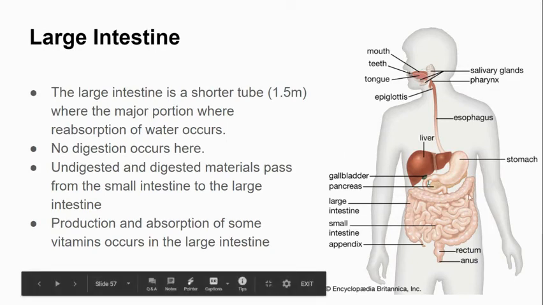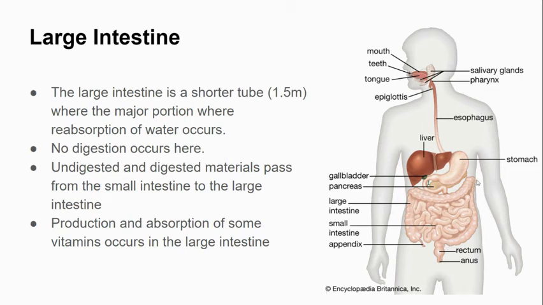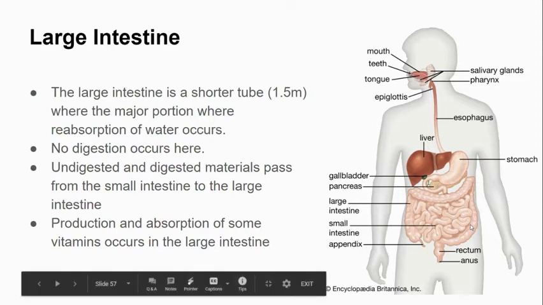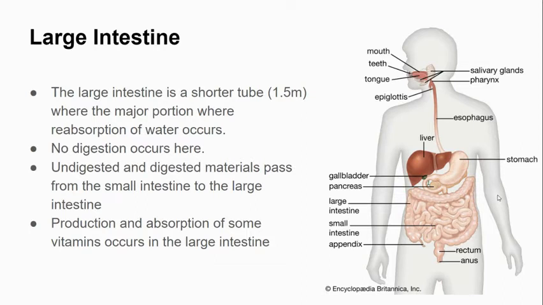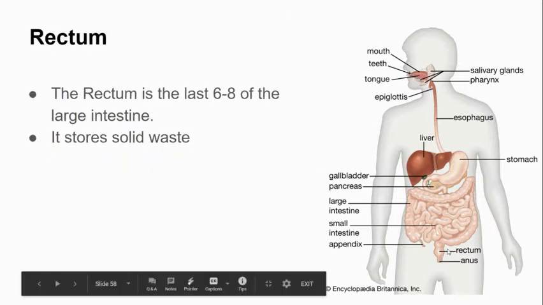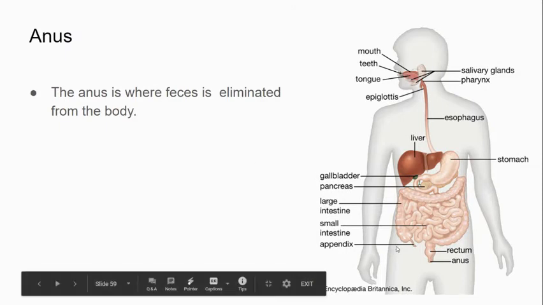The large intestine, which is on the outside here, is a shorter tube, and it's where a major portion of reabsorption of water occurs. There's actually no digestion that happens in the large intestine, but the undigested and digested materials pass from the small intestine into the large intestine, and the production and absorption of some of the vitamins occur in the large intestine. The rectum is the last 6 to 8 inches of the large intestine, and it stores the solid waste here. And then the anus is where feces is eliminated from the body.